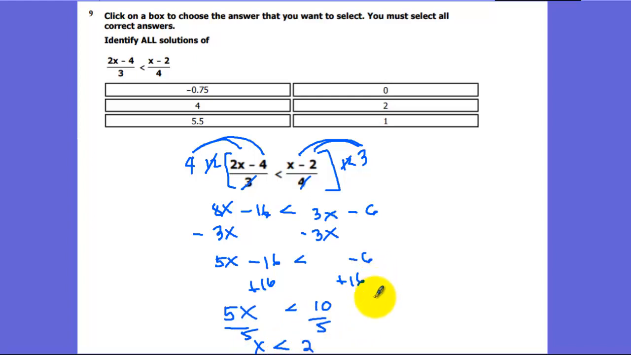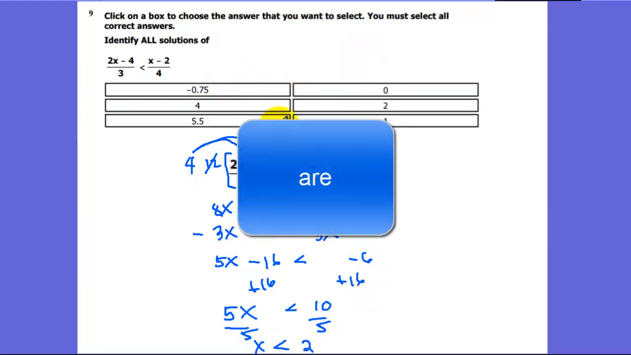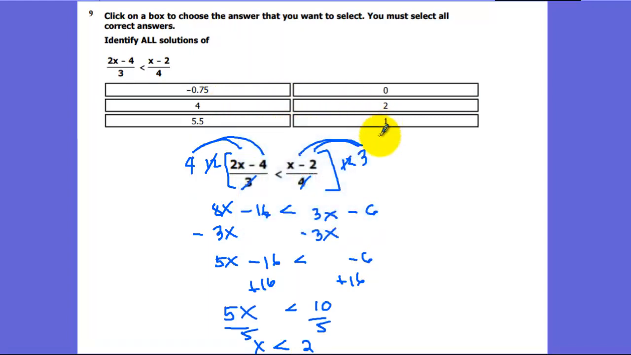So we need to identify all values here that are less than 2. Negative 0.75 is less than 2, so we have to choose this. 4 is not less than 2. 5.5 is not less than 2. 0 is less than 2. Now 2 is not less than 2, so we should not be choosing this one. 1 is less than 2, so we have to choose this. So we have here 3 possible answers.